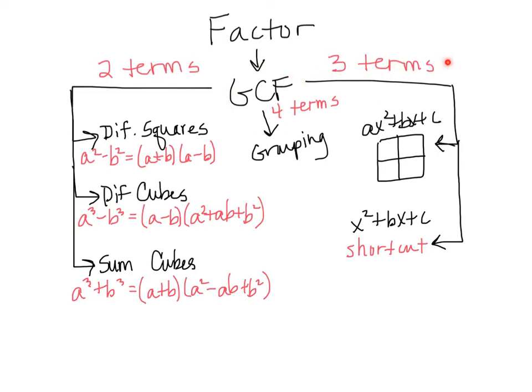If you have 3 terms, you're going to factor it using the box or the shortcut. If you have 4 terms, you're going to factor by something called grouping. And if you have 2 terms, you're actually going to have 3 different options. For the following set of notes, I'm going to go over each and every one of these methods of factoring. There's actually 7 different methods of factoring that we're going to look at, and they all should be a review.